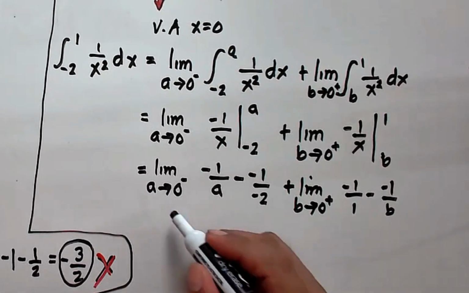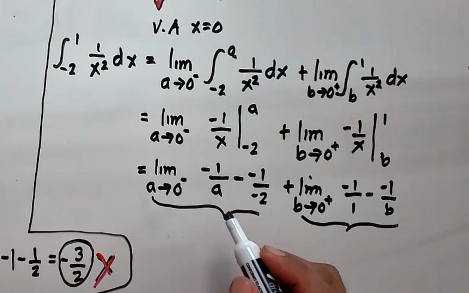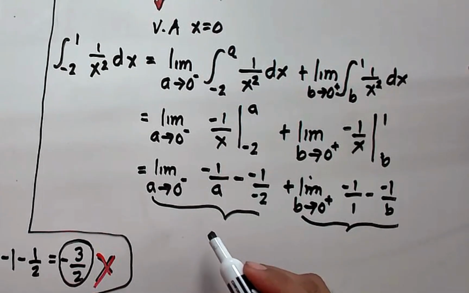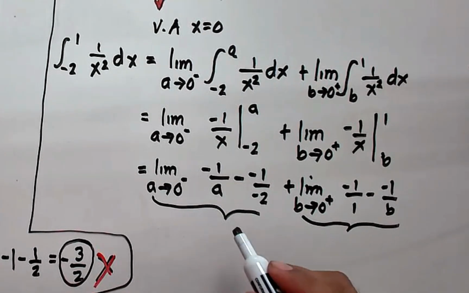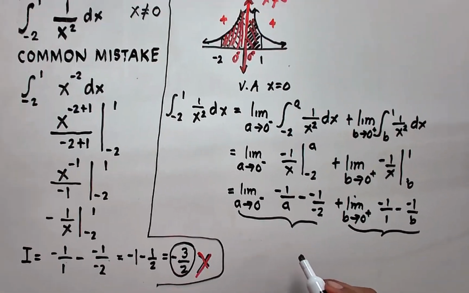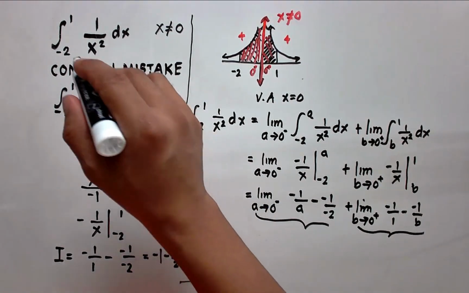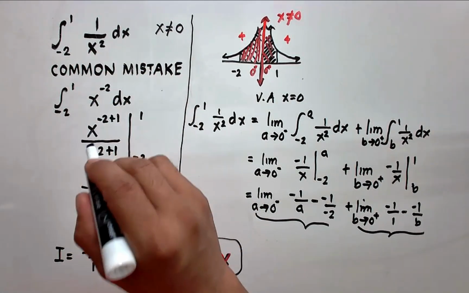And so we now have two limits here, this one and this one. If we can show that at least one of these two limits diverges, meaning to say the value goes to infinity, then we say that this definite integral diverges. In some books, it says that the value of the definite integral goes to positive infinity.